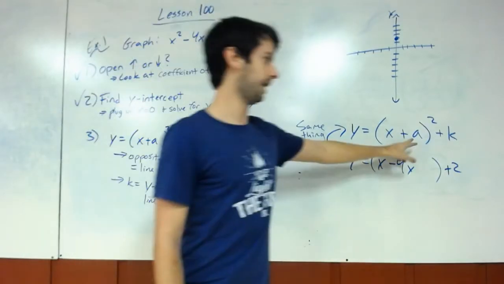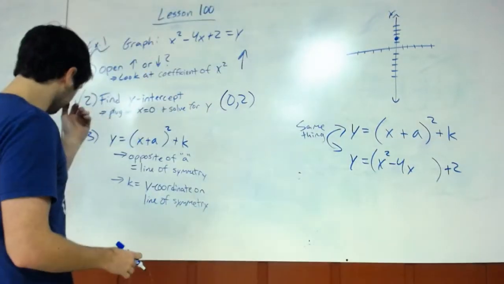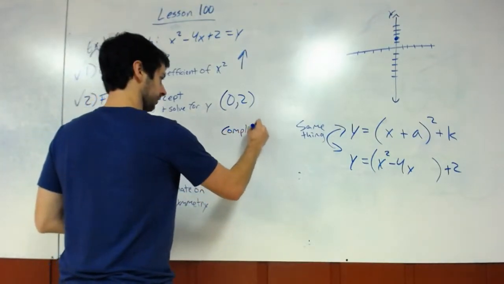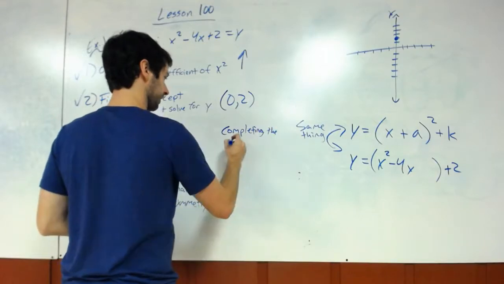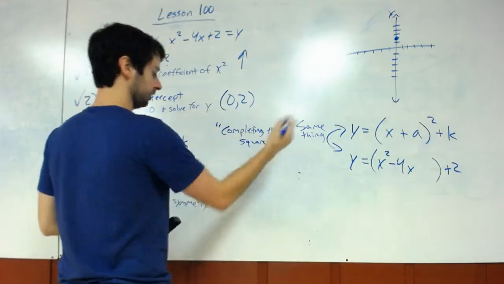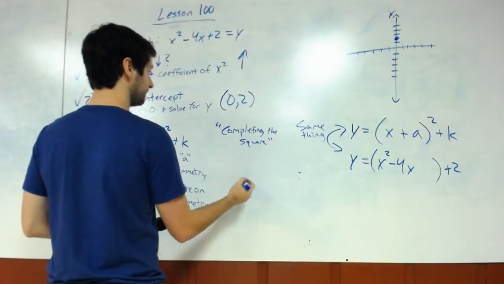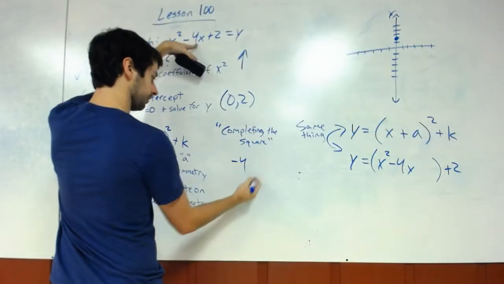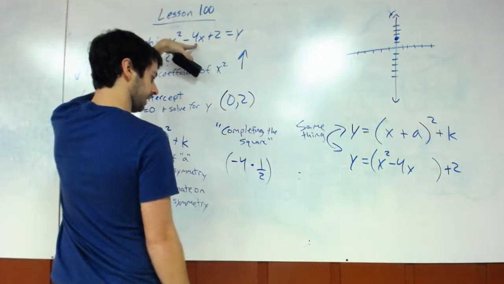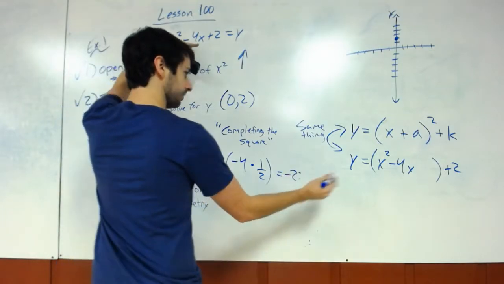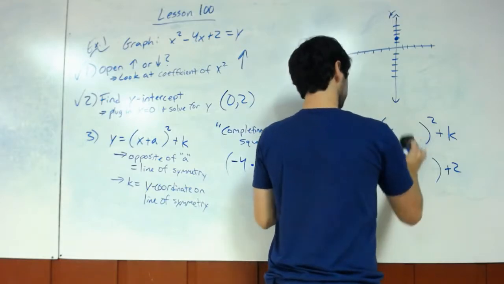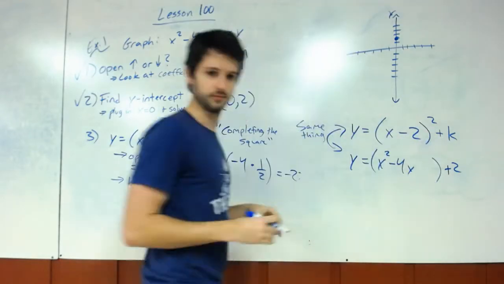But now let's find a and k. So how do we find a? Well, it's the same thing we would do to complete the square. So completing the square comes into play here. So how did we find a? We would find a by taking the coefficient of x, negative 4, and multiplying that by 1/2. So a, that's negative 2, so we know a right here is a negative 2. Boom, got one of them.